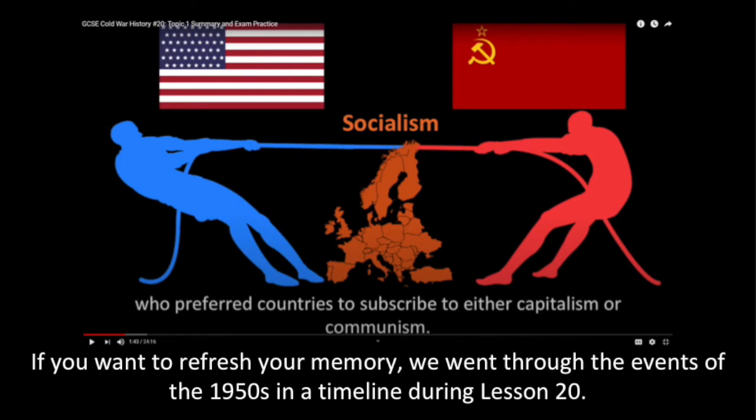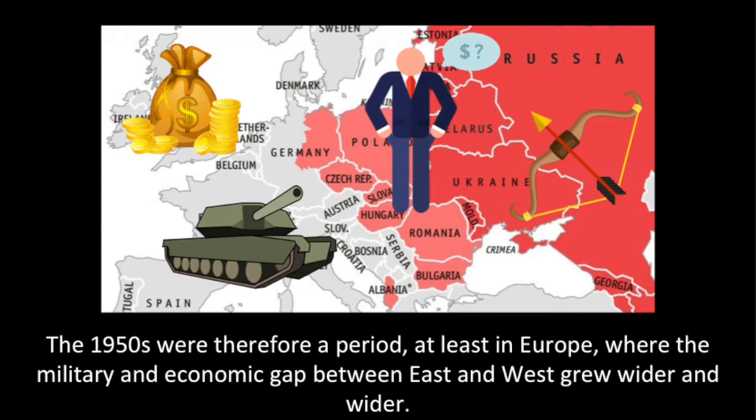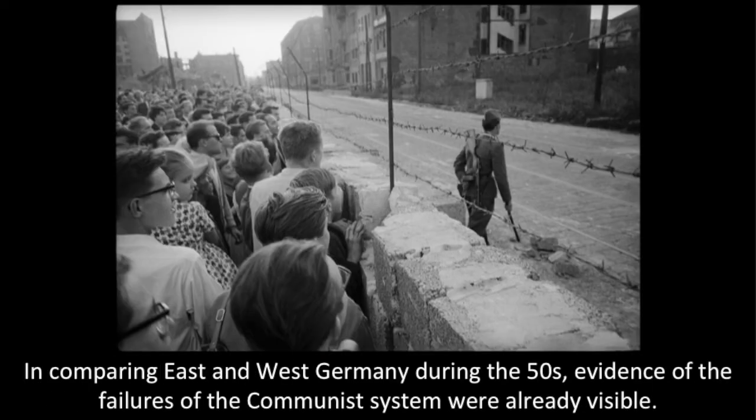If you want to refresh your memory, we went through the events of the 1950s in a timeline during Lesson 20. The 1950s were a period, at least in Europe, where the military and economic gap between East and West grew wider and wider. Even though many saw the USSR's successes in nuclear, rocket and space technology as proof of the successes of the Soviet system, in comparing East and West Germany during the 50s, evidence of the failures of the communist system was already visible.